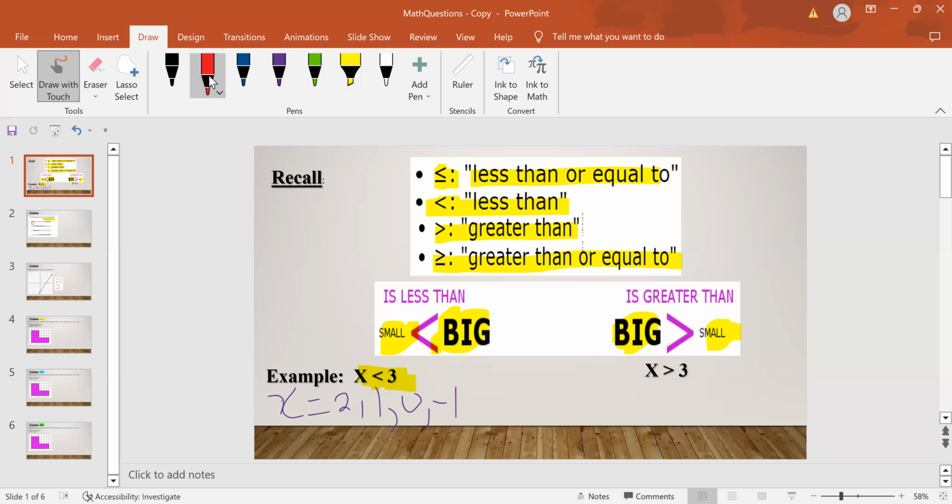On the other side, we have x is greater than 3. Again, x represents the big, and the 3 represents the small. That means we are going to find values which are bigger than 3. For example, x can be 4. 4 is bigger, 3 is small. Or you can have 5, 6, 7, and so on. So that's the quick review.